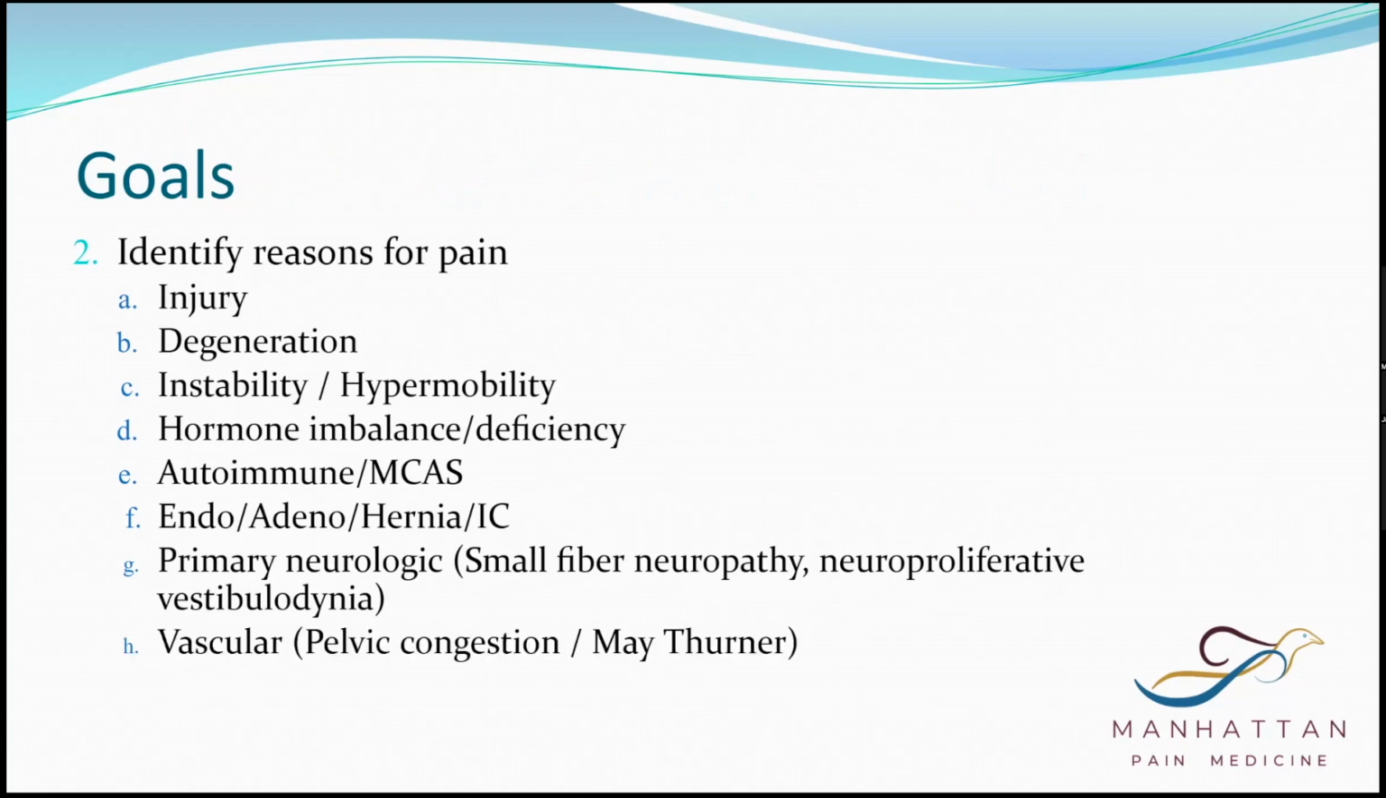Could there be some autoimmune condition, which we know is more frequent, or mast cell, which we know is more frequent in those with hypermobility, or endometriosis, adenomyosis, which, again, also more common, we think, in those with hypermobility. Hernia, interstitial cystitis, things like that. Is there any primary neurologic issue like small fiber neuropathy, neuroproliferative stabilidynia, and then, of course, the vascular stuff that I mentioned before.